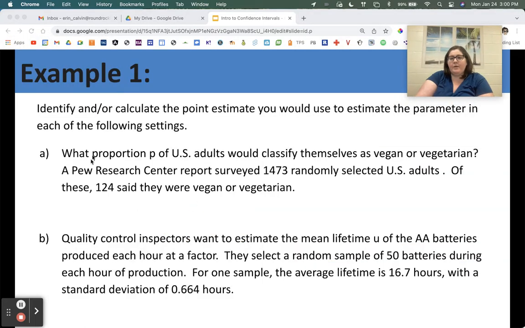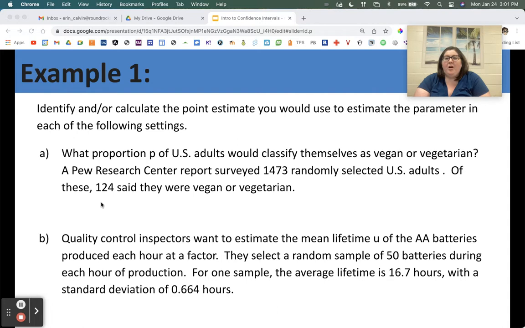So just to look at a couple of examples, I'm going to give you two scenarios, and we're going to think about what is the point estimate we would use to estimate our parameter. On A, what proportion P of US adults would classify themselves as vegan or vegetarian? A Pew Research study surveyed 1,473 randomly selected US adults. Of those, 124 said that they were vegan or vegetarian.